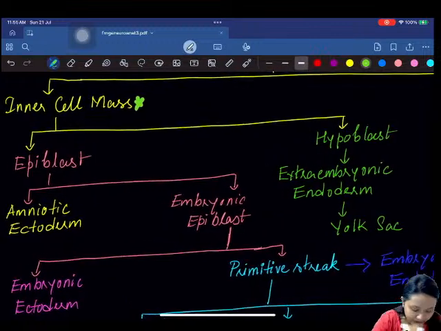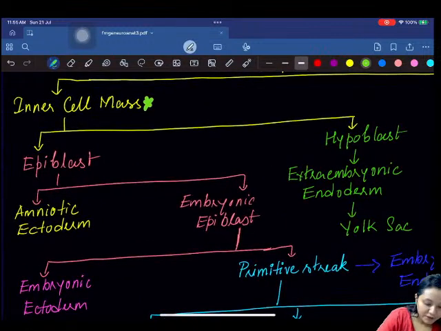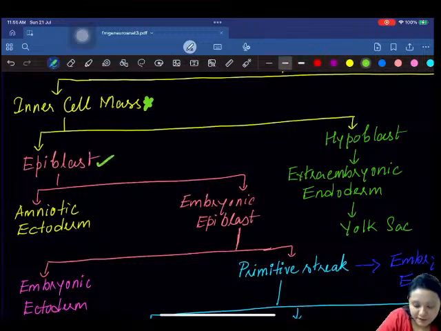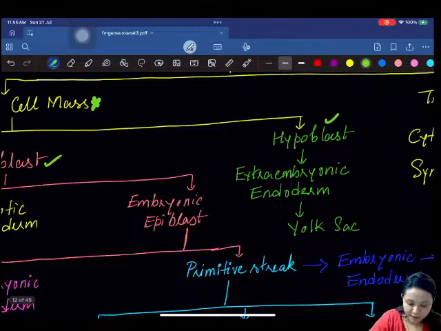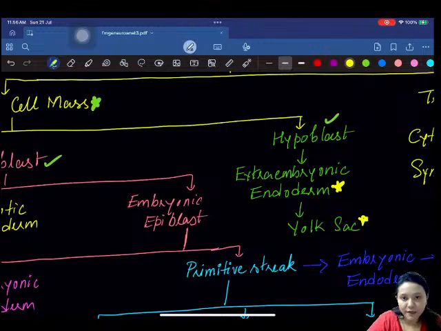Now you know that in week 2 you have the epiblast and the hypoblast. The epiblast is above, the hypoblast is below. Now from the hypoblast certain cells are migrating downwards towards the primary yolk sac, and they are forming the extra embryonic endoderm, and that is giving rise to the yolk sac. So the hypoblast is giving rise to your extra embryonic endoderm.